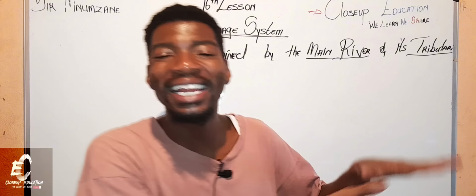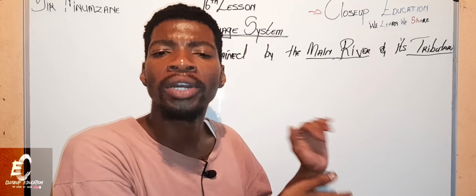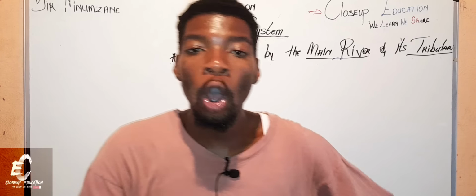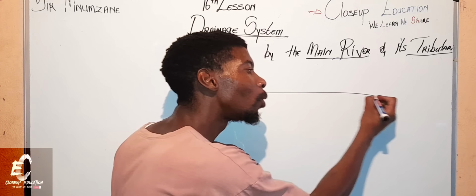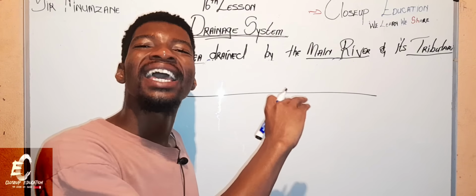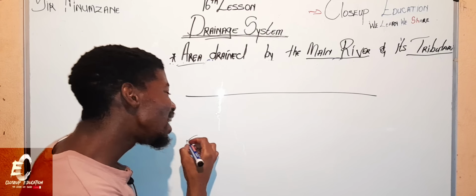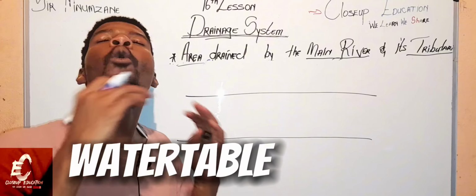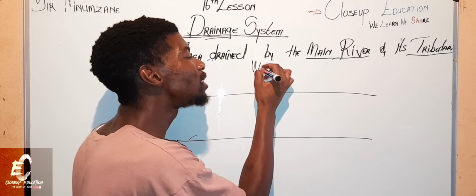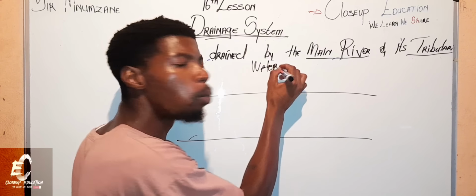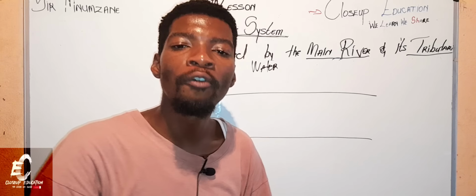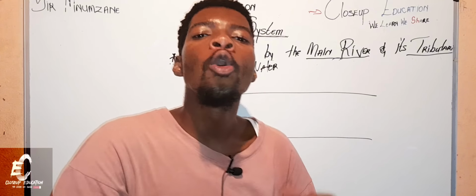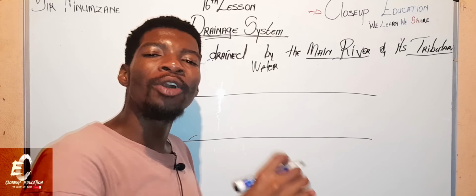Okay, and we remember the structure we just spoke about, where there is a saturated rock. The layer in which the saturated rocks begin and the layer in which they end is called the water table. What is a water table? In simple form, it is the top layer of groundwater.